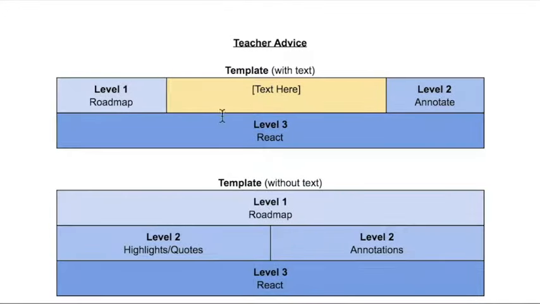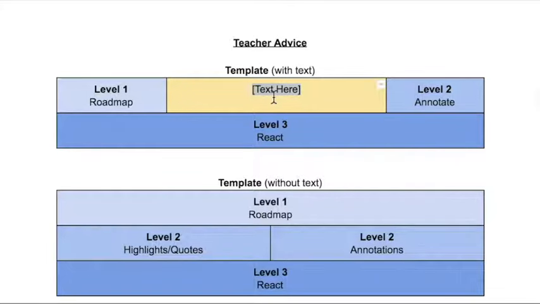So first off, it's really important to create space for students to do this interactive iceberg in the text. And if you just give them a paper that is full of text and no room for them to write, you're doing them a disservice. I usually do something like this. Give them space off to the left to roadmap for level 1, give space off to the right to annotate, and then space below to react. Remember, you can just copy and paste this onto your own template and work from there and put the text itself.